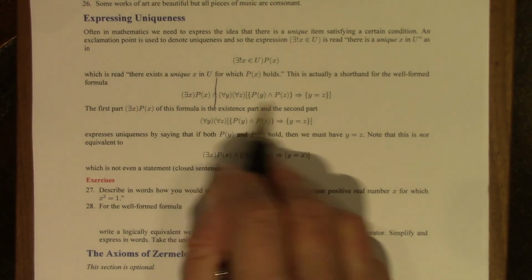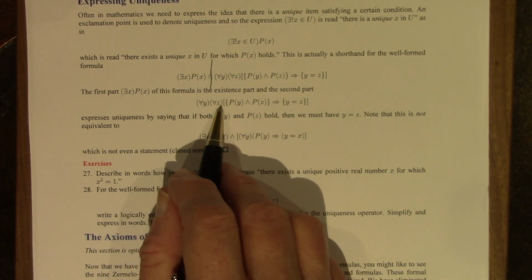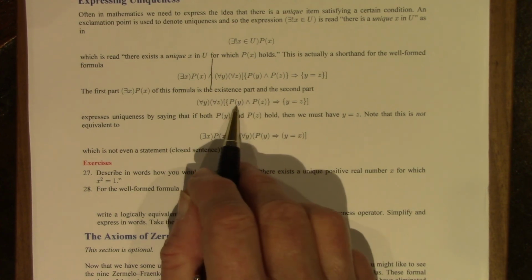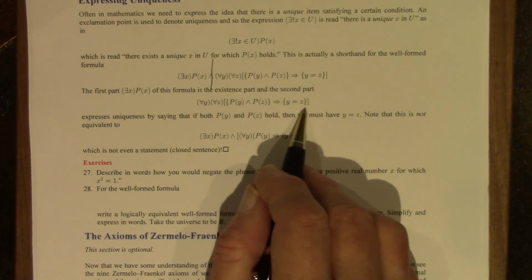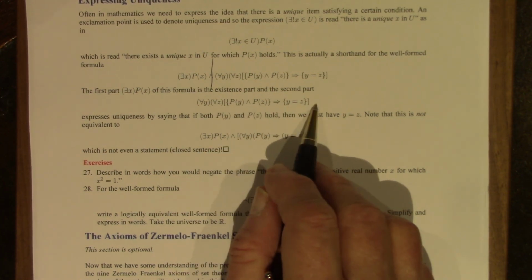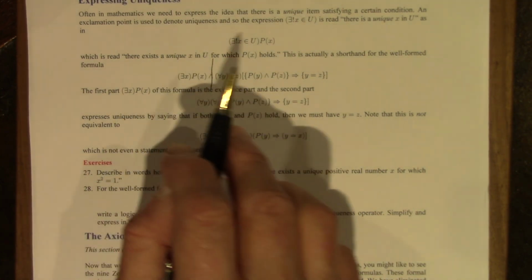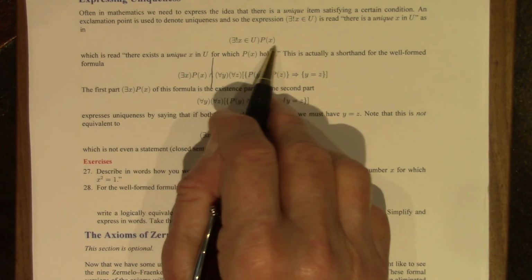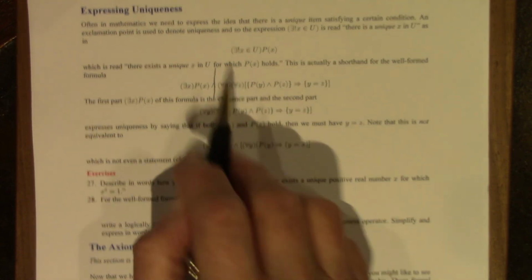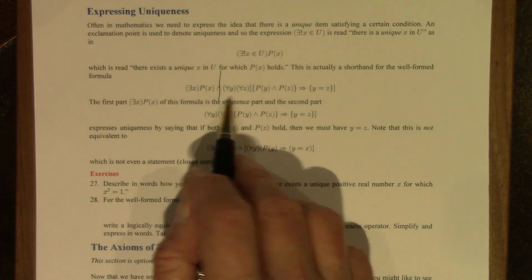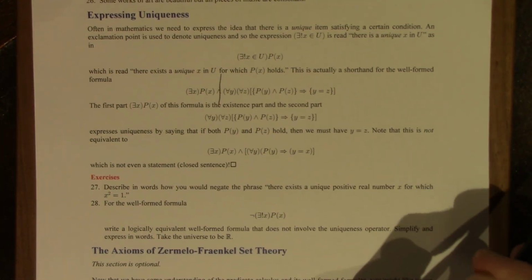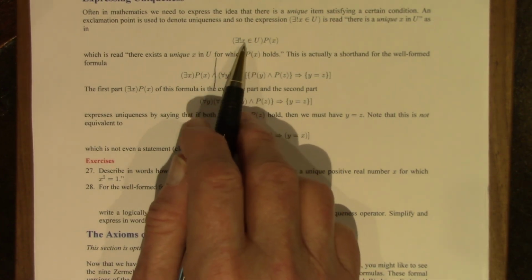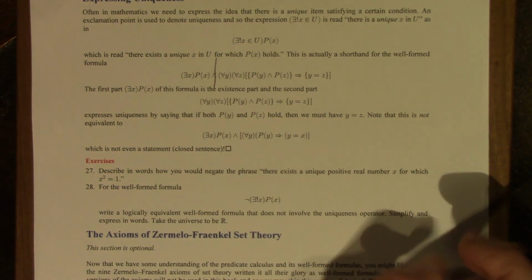This second part here, what does it say? It says that if you have two sets, and if they both satisfy P of Y and P of Z, then Y and Z better be the same. That is the uniqueness portion. So the existence followed by uniqueness. It's two parts, and it's a conjunction. So this shorthand is expressing all of this, which is why this shorthand was invented. It cuts way down on the length of these formulas. But you have to remember that to verify this, you have to verify existence, and then you have to verify uniqueness.